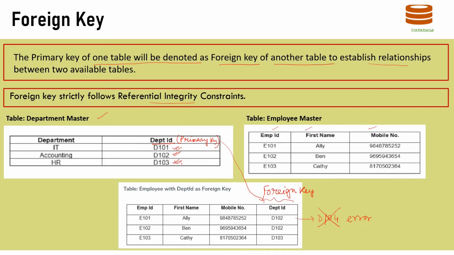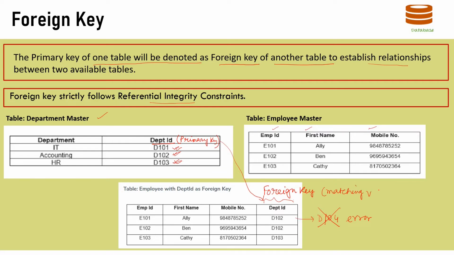Definitely we cannot give any value apart from these three values of department ID. So the first property of foreign key is that only those values of foreign keys are allowed in the derived table which have the same value as that of the master table. Understood? This is the first. It means it should have matching values. This is called department ID in the employee table, which must have matching values with the department table.